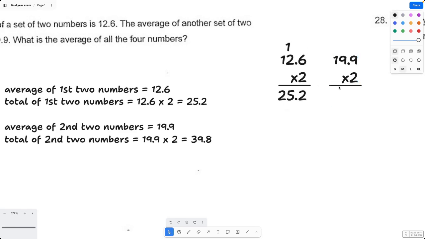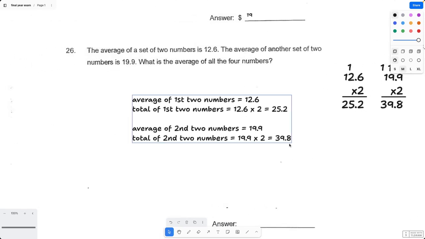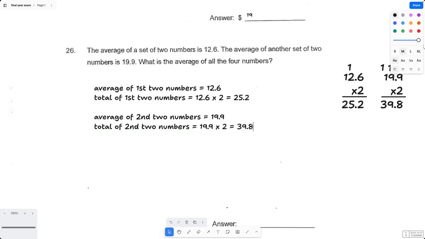So 9 times 2 is 18, and then I'm going to put 1 over here. 9 times 2 is 18 again, plus 1 is 19. And then I'm going to put 1 here. So 1 times 2 is 2, plus 1 is 3. 39.8. There you go. All right, so now we need to add them up.